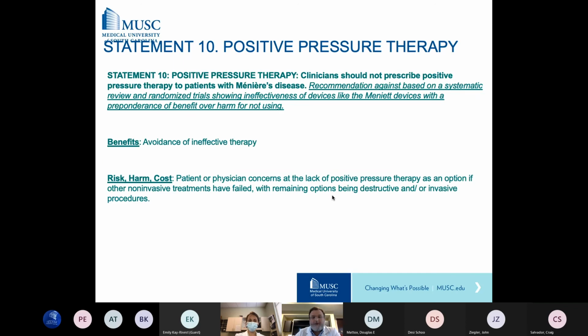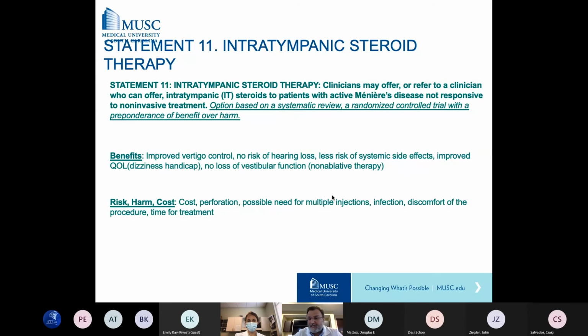Of those of you who've heard of the Meniere device, the positive pressure therapy is recommended against. It doesn't work. It's very expensive. So we're going to skip that. The intratympanic steroid treatment is considered as an option by the Academy. And also some patients with Meniere's will respond and others won't.